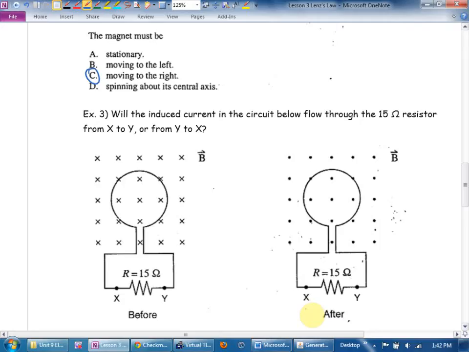Point your thumb into the page. In the coil, which way is the current flowing? This way, this way, this way. And now follow it through the circuit. This way, this way, this way, this way, from Y to X. From Y to X. What's Lenz's law? Ask, hey, what's causing the current? Lenz's law says your induced current will resist the cause, will oppose the cause.